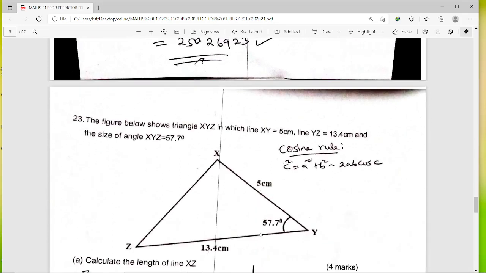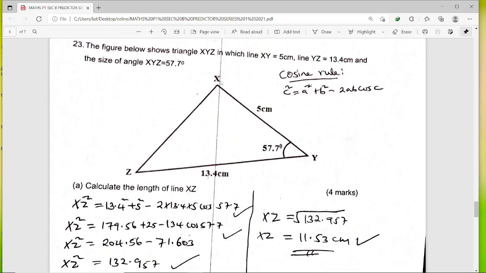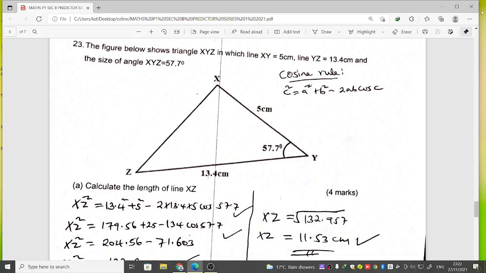Question number 23. The figure below shows triangle XYZ in which line XY equals 5, YZ is 13.4, and the size of angle XYZ is 57.7. So we calculate the line XZ. Now that we have an included angle here, we use the cosine rule. In the cosine rule, we know that c squared equals a squared plus b squared minus 2ab cos C.